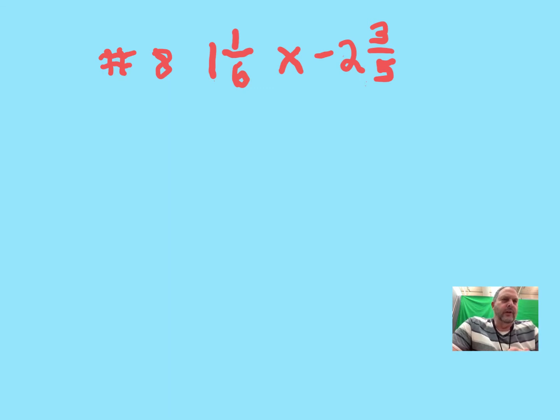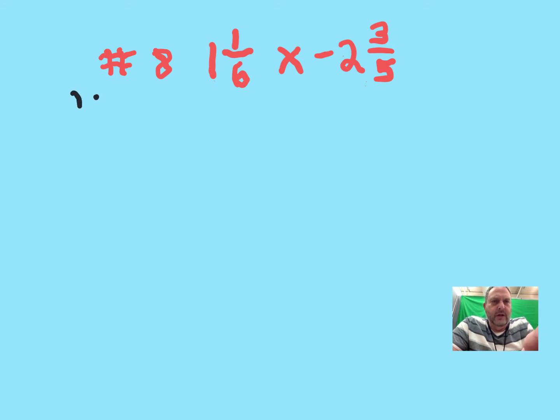I'm going to show you another couple examples. Here I have an integer multiplication problem, and I have 1 1/6 times a negative 2 3/5. Okay, so before I start anything, I'm going to change these mixed numbers into improper fractions. So I'll just kind of show you my process for the first one.